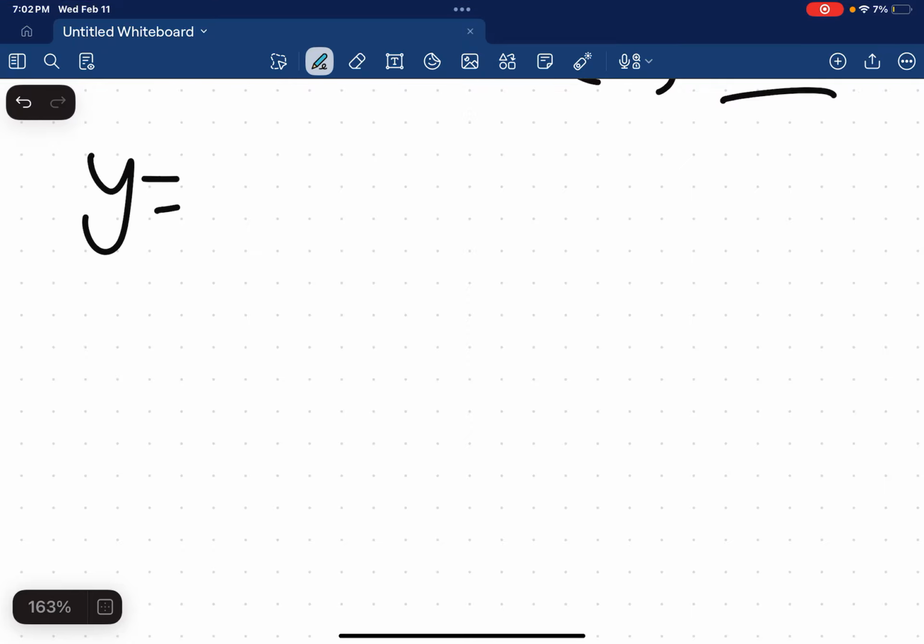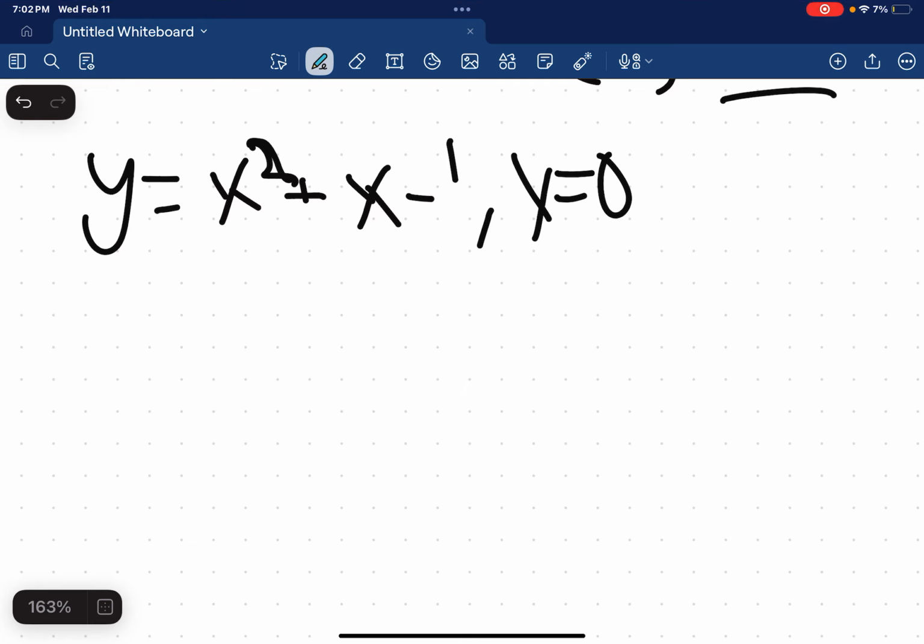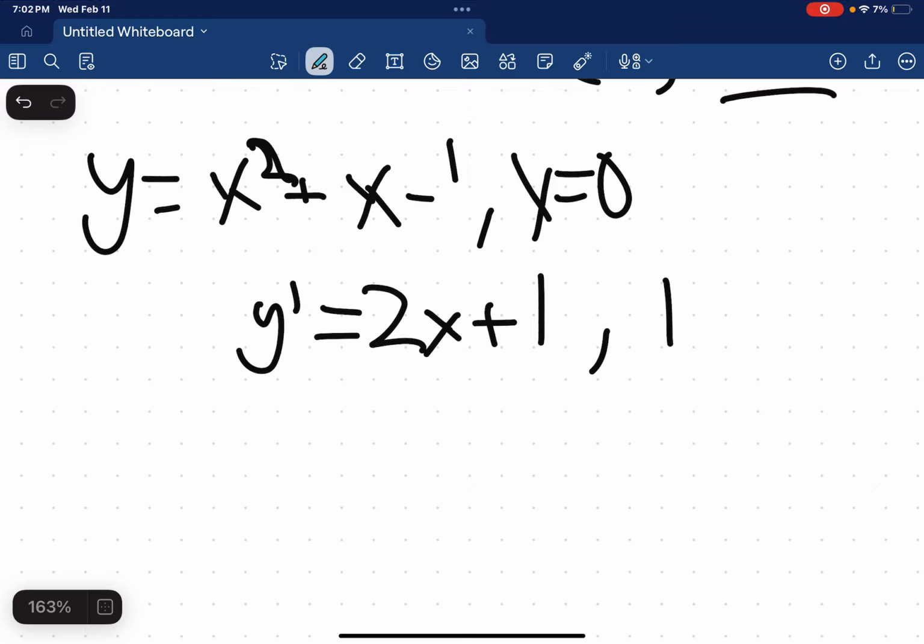Next we have y is equal to x squared plus x minus 1 at x equals 0. Ignore the horrible handwriting. Okay, 2x plus 1, and at x equals 0, we're just going to get 1.